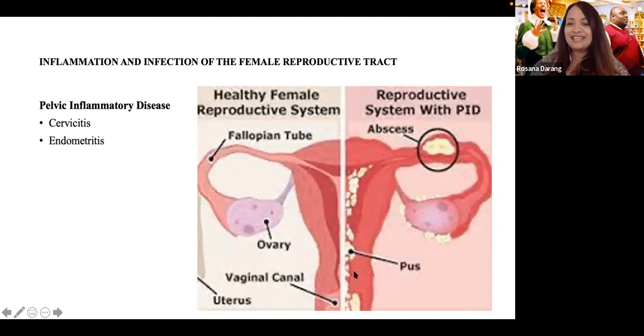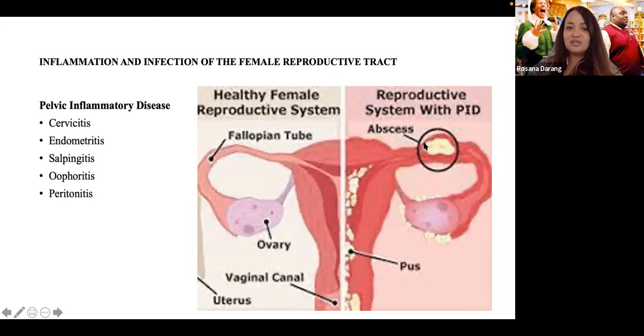And then it could ascend up the uterus. So now it's endometritis, and then going up into the fallopian tube. That's salpingitis. Eventually in the ovaries, that's oophoritis. So this massive infection, we call pelvic inflammatory disease, or PID. And it could even extend all the way to the peritoneum, or the abdominal cavity. So the infection has extended into the bowels.